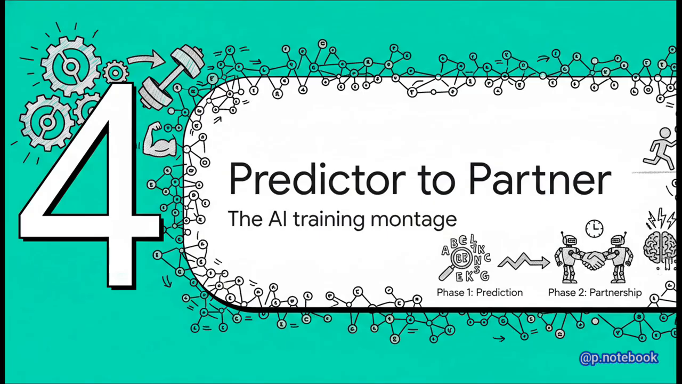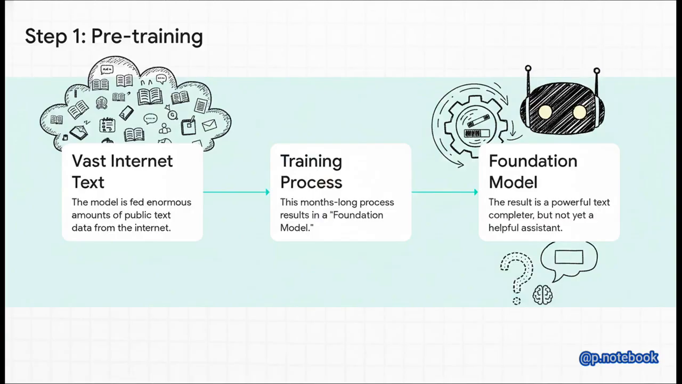It's an incredibly intense two-phase training process. Think of it like the AI's own epic training montage. First up is pre-training, and for this, the model is basically forced to drink from the fire hose of the public internet. Articles, books, forums, you name it.